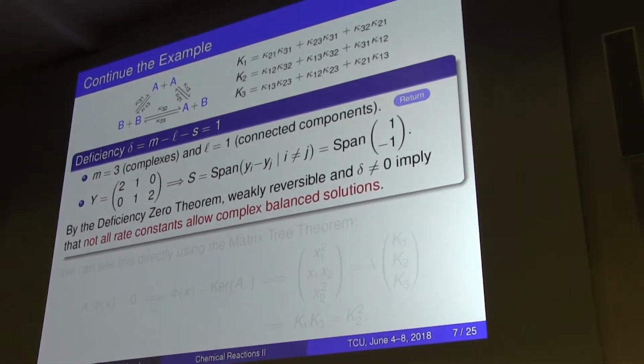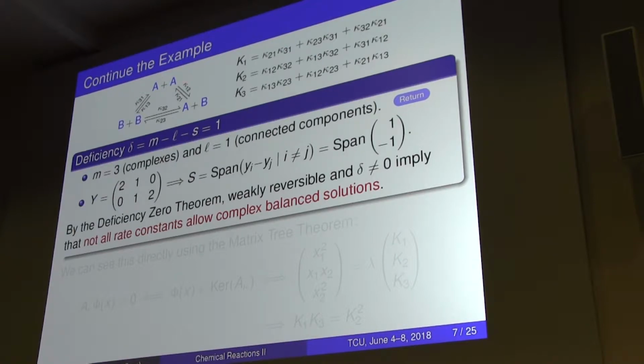So here's what we just analyzed. Before I work out the details, let's think about this from the point of view of the deficiency 0 theorem. What's the deficiency of this graph? Well, there are 3 complexes. It's clearly connected, so I have l equals 1, and then here's the stoichiometric matrix.